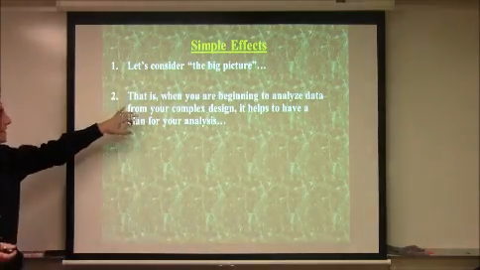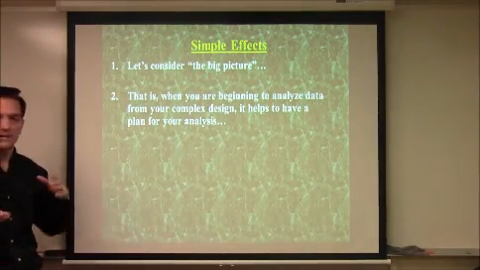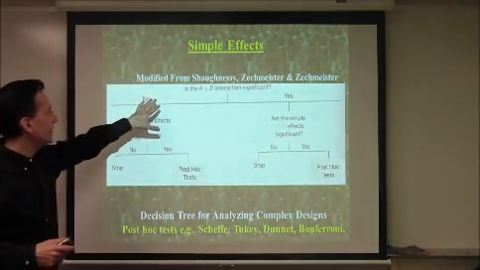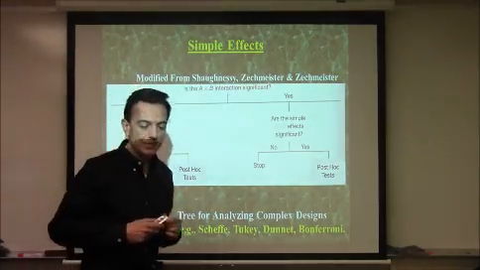In general, what we can say is that when we're beginning to analyze data in a complex design, it always helps to have an analysis plan, and the analysis plan that we're going to be following is the one that we show here. The first question that we will ask ourselves is about the A by B interaction.